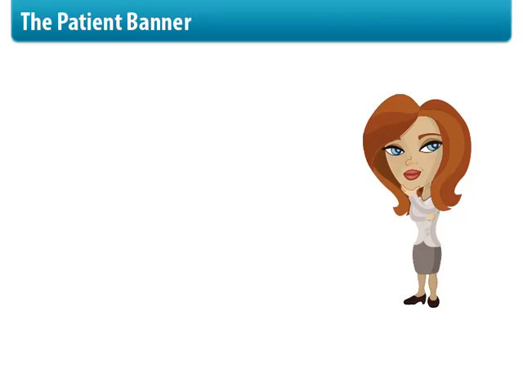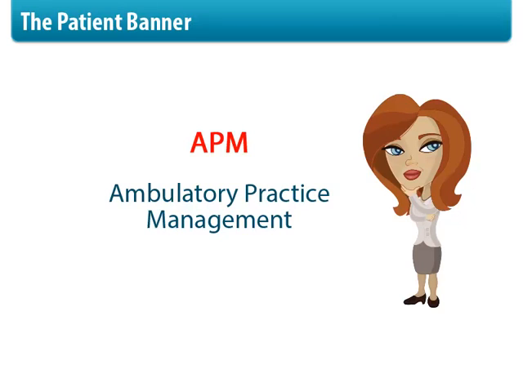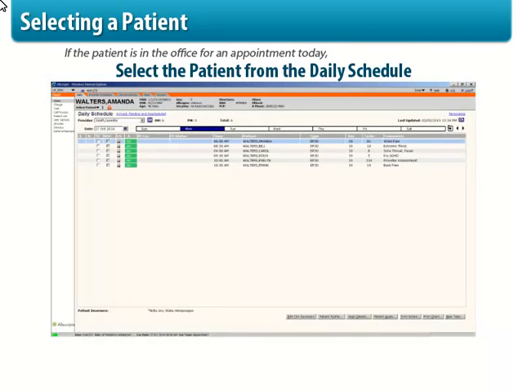All of the information in the patient banner comes from APM, so any information that is incorrect needs to be fixed in APM. The front desk staff at your clinic will have access to change this information. The second way to select a patient and make them the patient in context is to select them from the daily schedule.